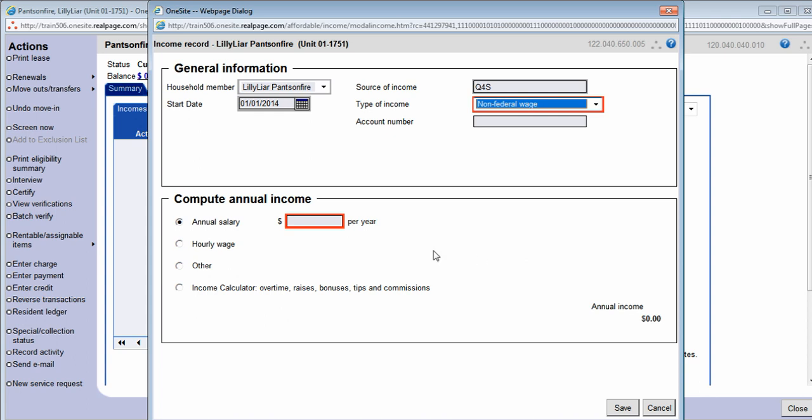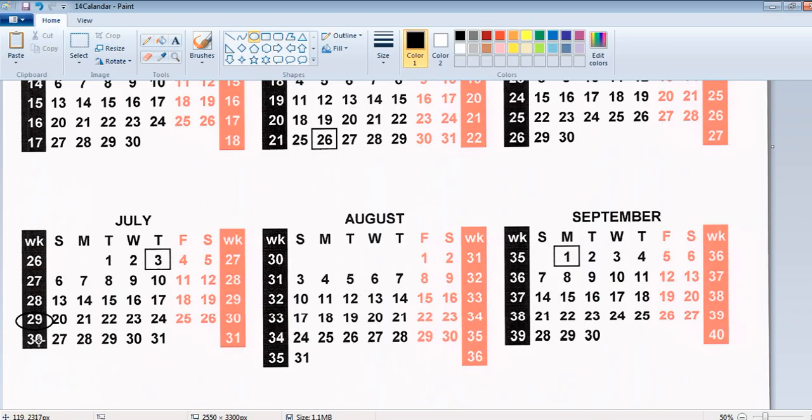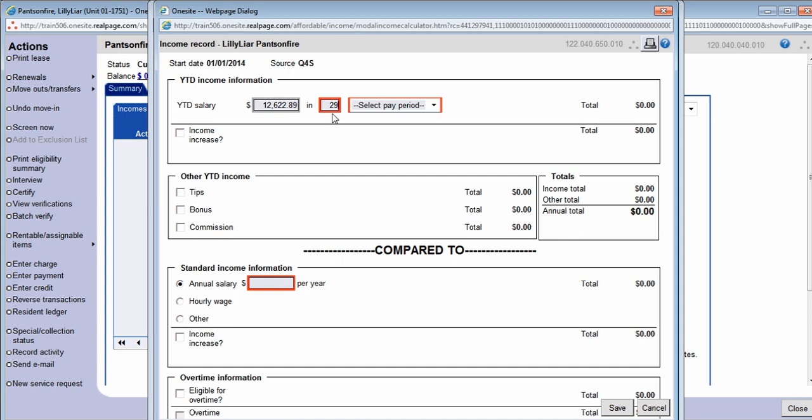Oh, lost it for a minute there. All right, so we're going to go straight to our income calculator, and we did determine our year-to-date salary was $12,622.89. And we did determine that it was 29 weeks based on our calendar. So we are going to put 29 weeks. All right, great. So then we're finished here. We just need to go down and do the comparison.